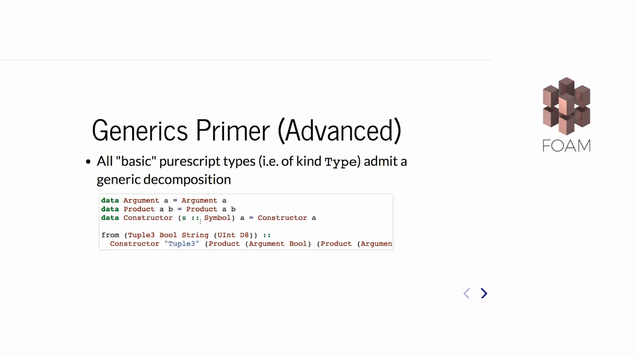A constructor has a name. So, I'll give you this example down here for a second. But constructor has a name and an argument. And what is that really? It's just a wrapper around that argument that carries around some type level information about that name. Symbol is kind of like a type level string. If you don't know what it is, it's not super important. So then you can do something like this.